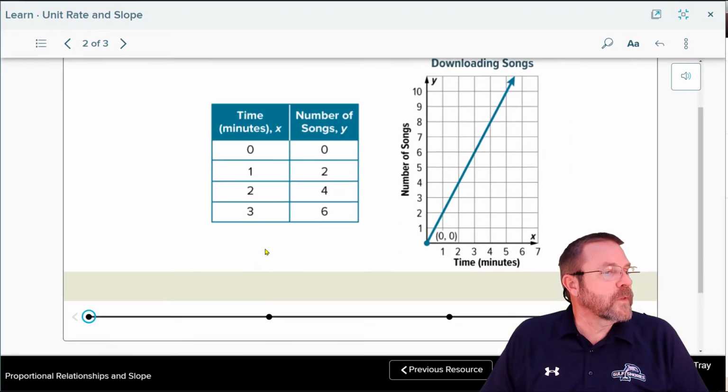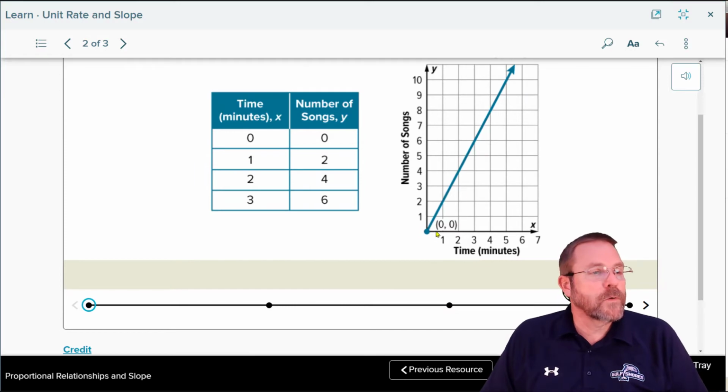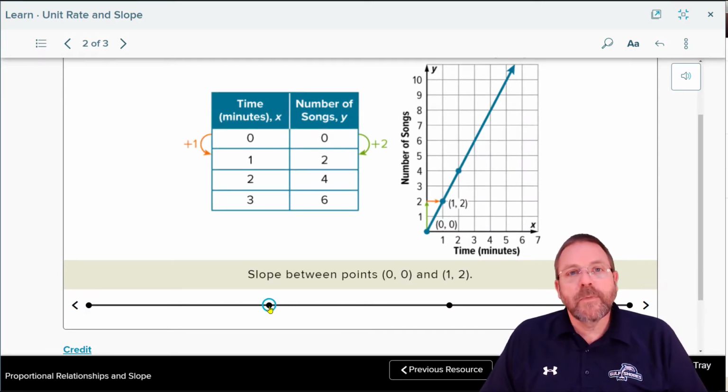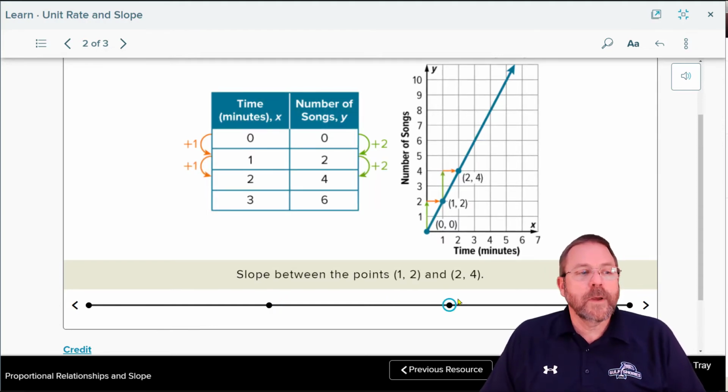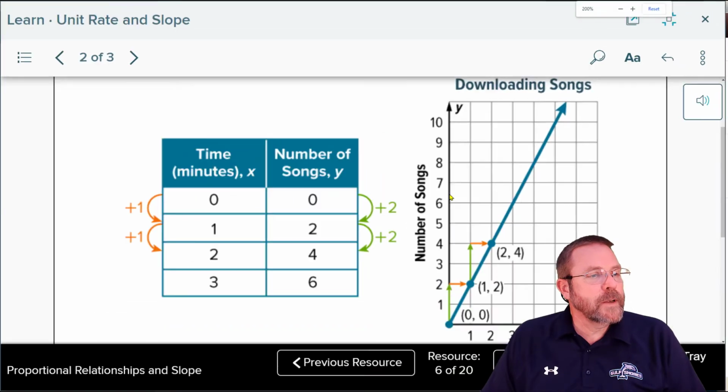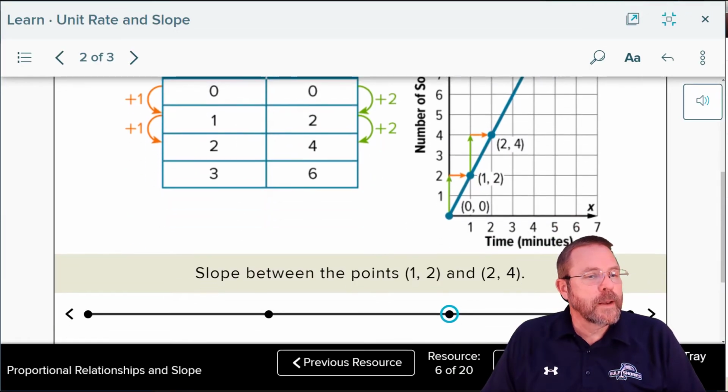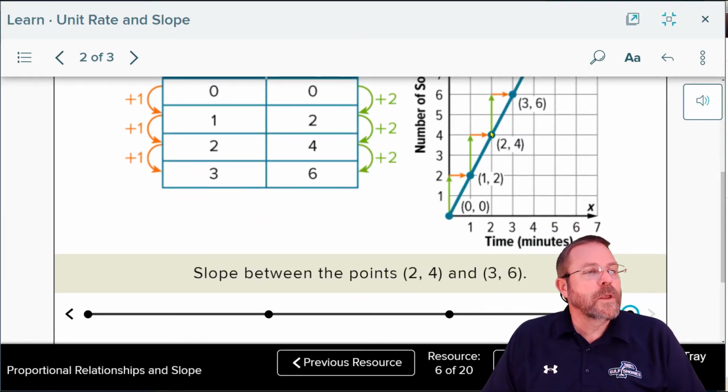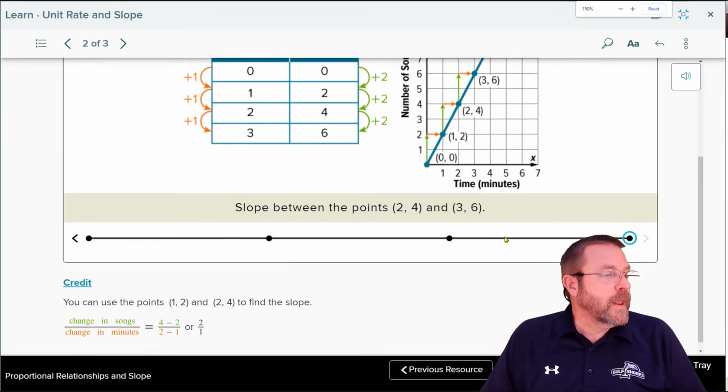So we've got the same graph we looked at earlier, the same one we drew out, and we can see that every time the minutes increase by 1, the number of songs increases by 2. Now watch what's happening down here on the graph. When I go up again, what do you see? You have a rise of 2 for a run of 1, a rise of 2 for a run of 1, and a rise of 2 for a run of 1. And this is what is going to be known as the slope.